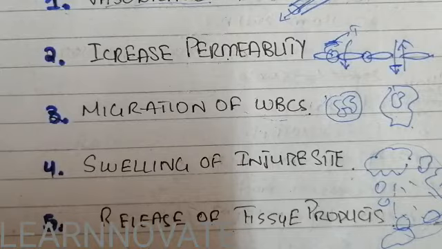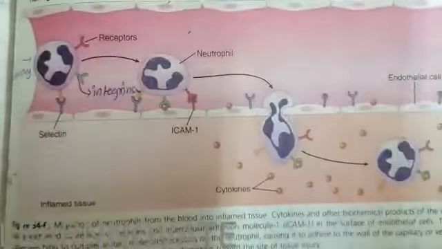So how do we prevent the inflammation? We have a body mechanism, including the monocyte macrophage system or the reticuloendothelial system, to prevent this inflammation. Now let's see how it happens.